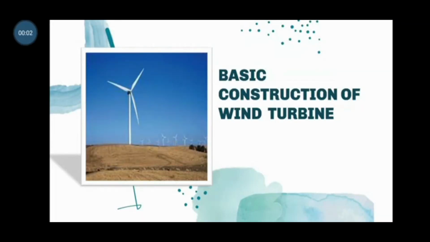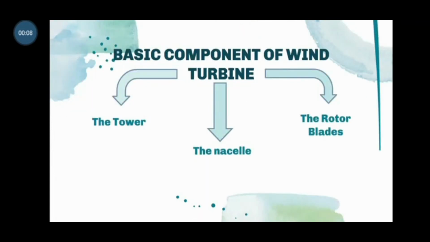Assalamualaikum. My name is Muhammad HAFIZ bin ISMAIL. I want to explain about the basic construction of a wind turbine. First of all, the basic components of a wind turbine are three. The first one is the tower, second the nacelle, third the rotor blades.